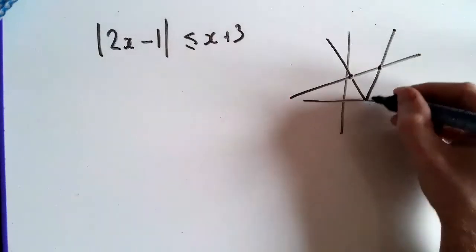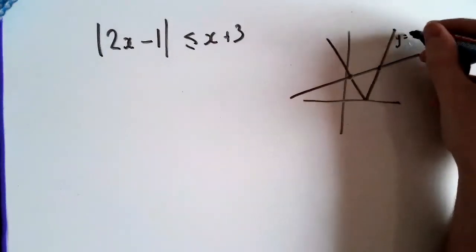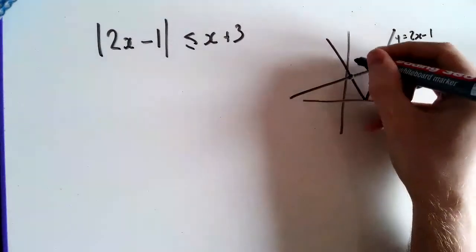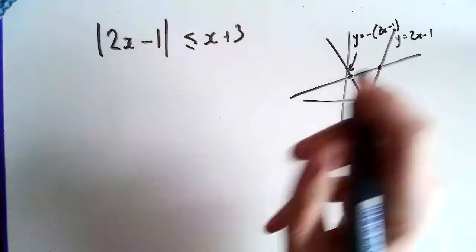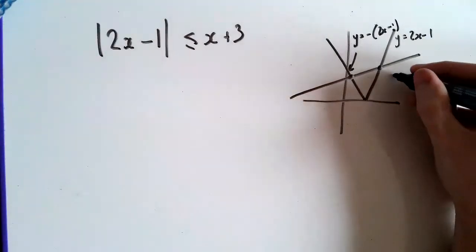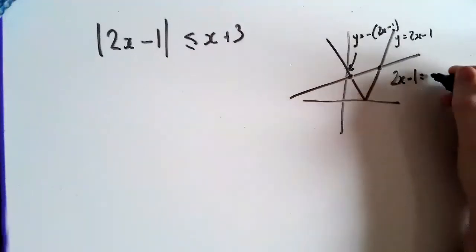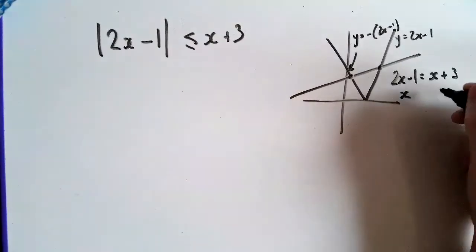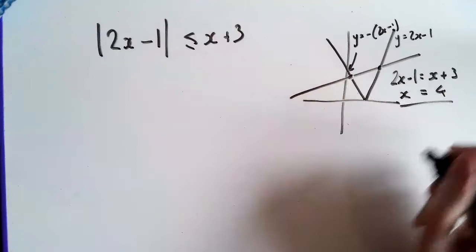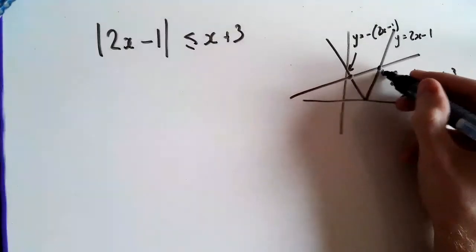One on the positive branch, so that's where y equals 2x minus 1, and one here where y equals minus 2x minus 1. So if I solve that one first, I get 2x minus 1 equals x plus 3. We'll take away x from both sides and add 1 to both sides. So x is 4, is this one.